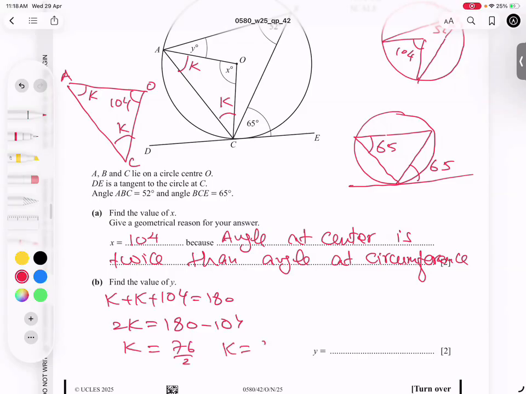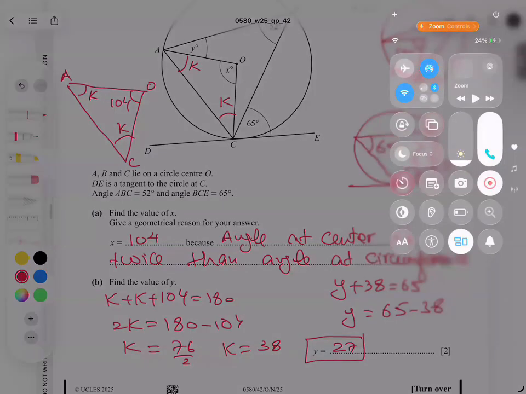So this is 38. It means this is 38. So y plus 38 is equal to 65. From 65, I subtract, and I get my answer, and that answer is 27. So I hope the point is very clear. Okay, students, so let's go to the next point.